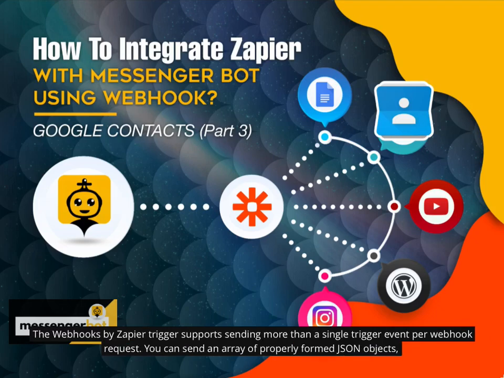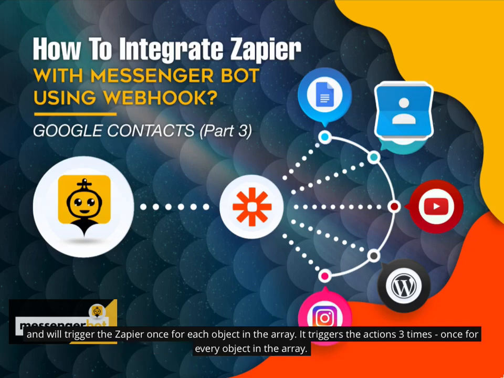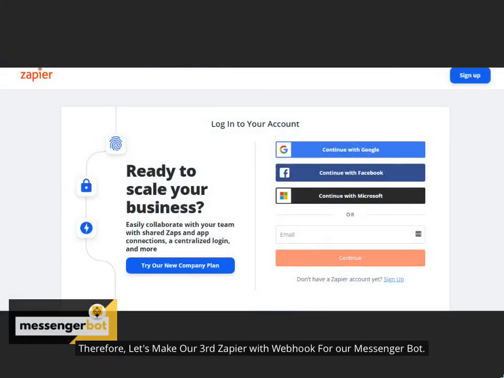The Webhooks by Zapier trigger supports sending more than a single trigger event per webhook request. You can send an array of properly formed JSON objects and it will trigger the Zapier once for each object in the array. It triggers the actions 3 times, once for every object in the array. Therefore, let's make our third Zapier with Webhook for our Messenger bot.